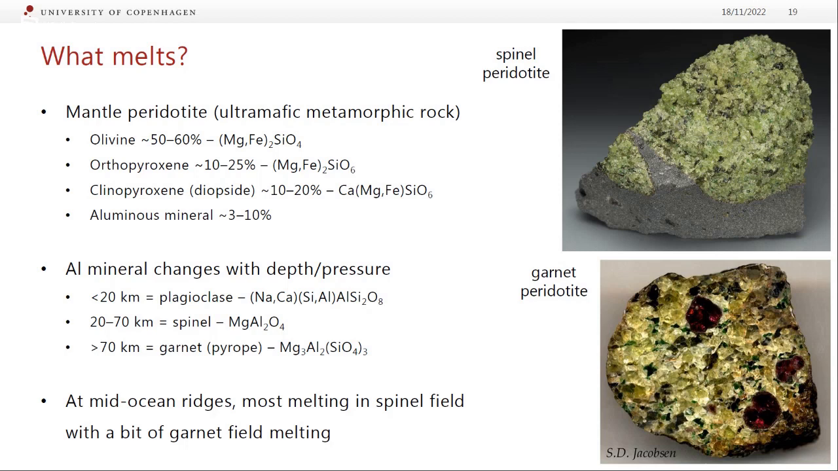You might have heard in your mineralogy courses about the spinel group. This is, sensu stricto, strictly spinel, the magnesium aluminium version. It is part of the spinel group. The spinel group is named after this mineral. Past about 70 kilometers depth, we get a garnet peridotite. And this garnet is mainly pyrope, so it's a magnesium-rich garnet. And so that was these beautiful garnets in the garnet peridotite photo that I keep reusing. At mid-ocean ridges, most of the melting is happening in the spinel field. And there's just a little bit of garnet field melting.